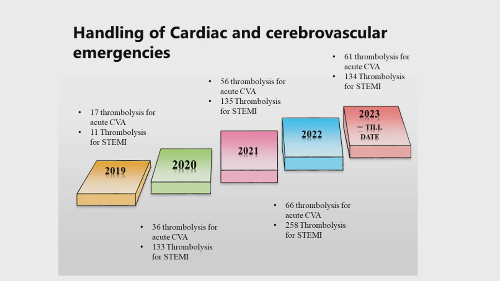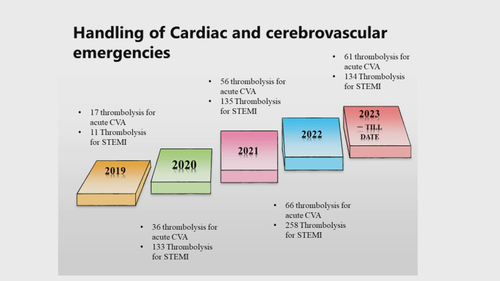This is regarding how we are handling the cardiac and cerebrovascular emergencies. In the beginning, in 2019, in the whole year only 11 thrombolysis were done for ST elevation myocardial infarction patients, and with the involvement of the stroke team for acute cerebrovascular accidents, 17 thrombolysis were completed.